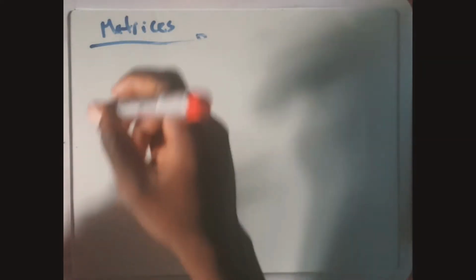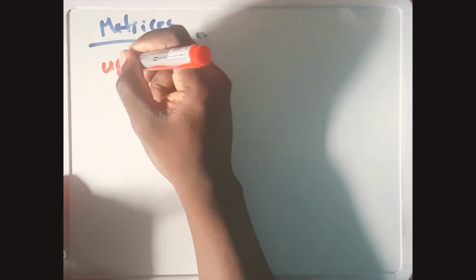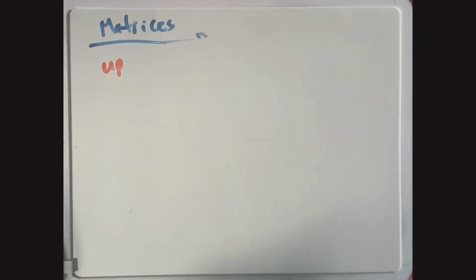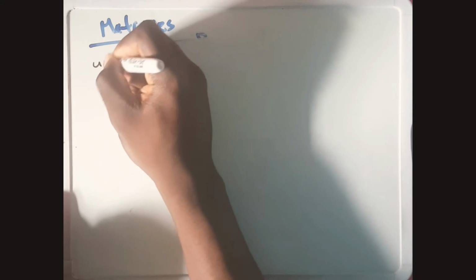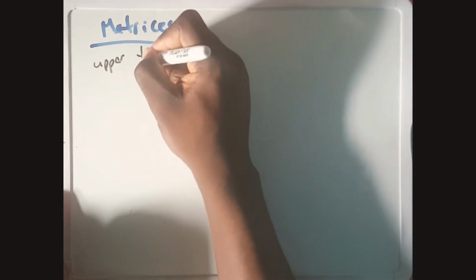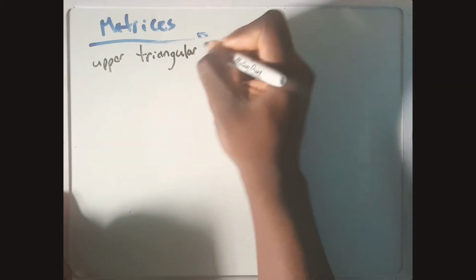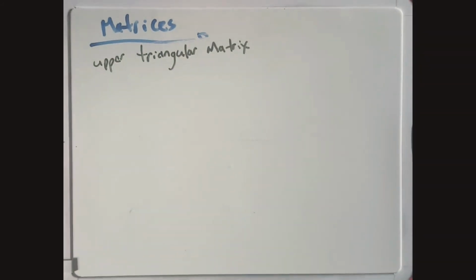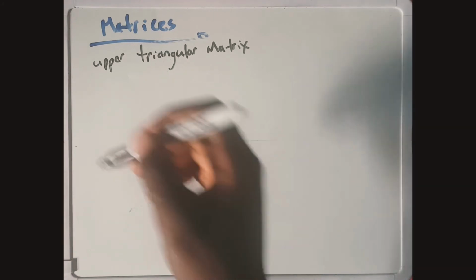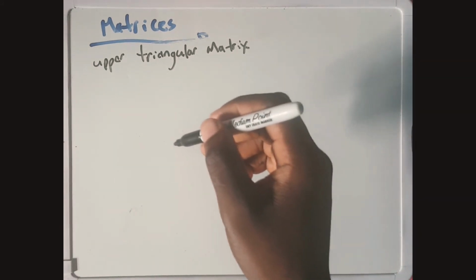The next one would be what we call an upper triangular matrix. Let me use the black marker as a finer point. In this matrix, the elements that actually have value, that are non-zero, are after the diagonal, the leading diagonal.